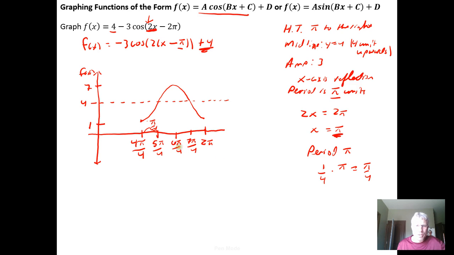And if you felt compelled to, you could come in and reduce this and reduce this. This would reduce to pi, and this would reduce to 3 pi over 2 in simplest form. And we'll put our x's on our horizontal axis. And there's the graph of the function.